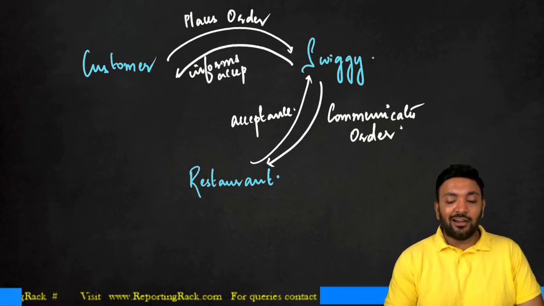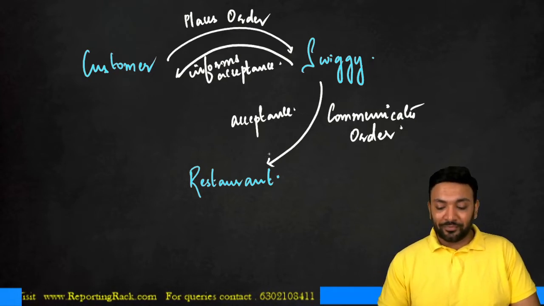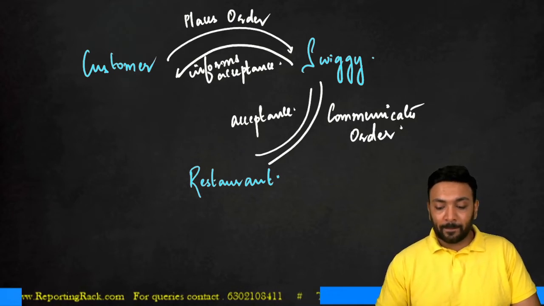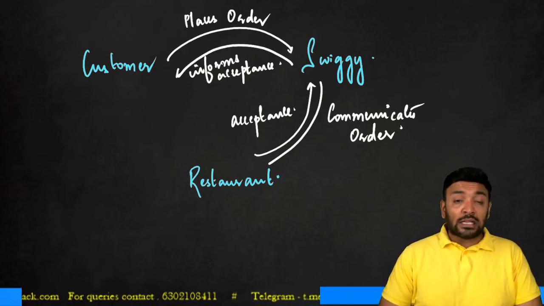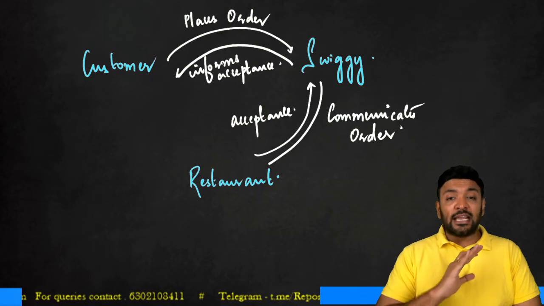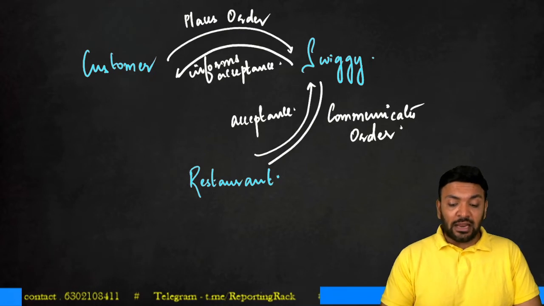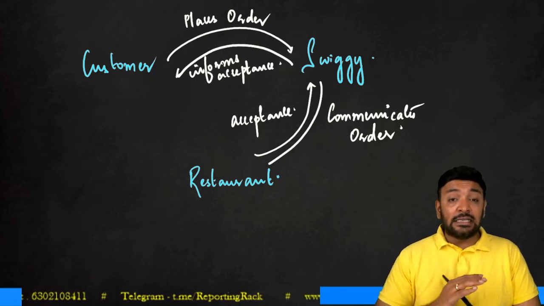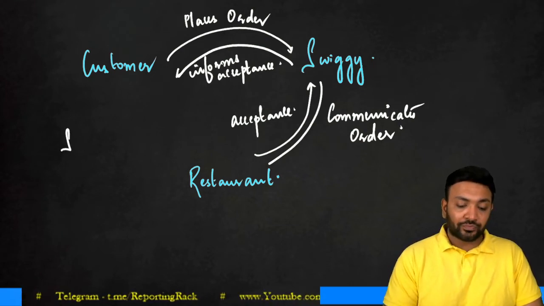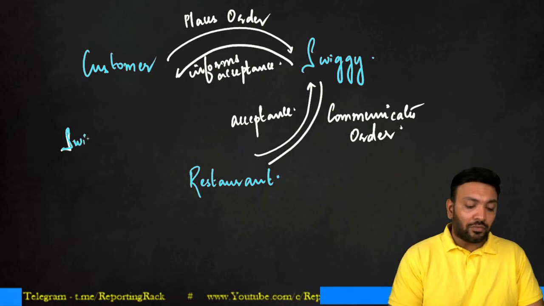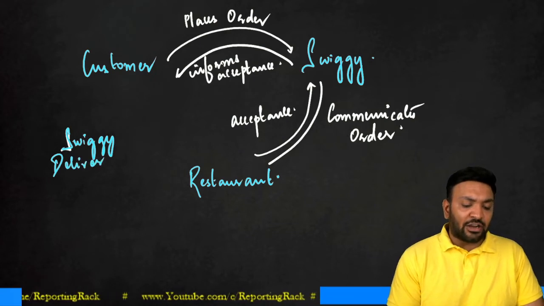This is how it happens, right? You place an order, and it says the restaurant has accepted the order. One notification comes up. Restaurant is preparing the order right now. Once the order is prepared, the restaurant informs Swiggy that the order is ready for delivery. Once it says the order is ready for delivery, the restaurant is basically done with its duty. Then Swiggy will come into the picture again, and the delivery executive comes into the picture.